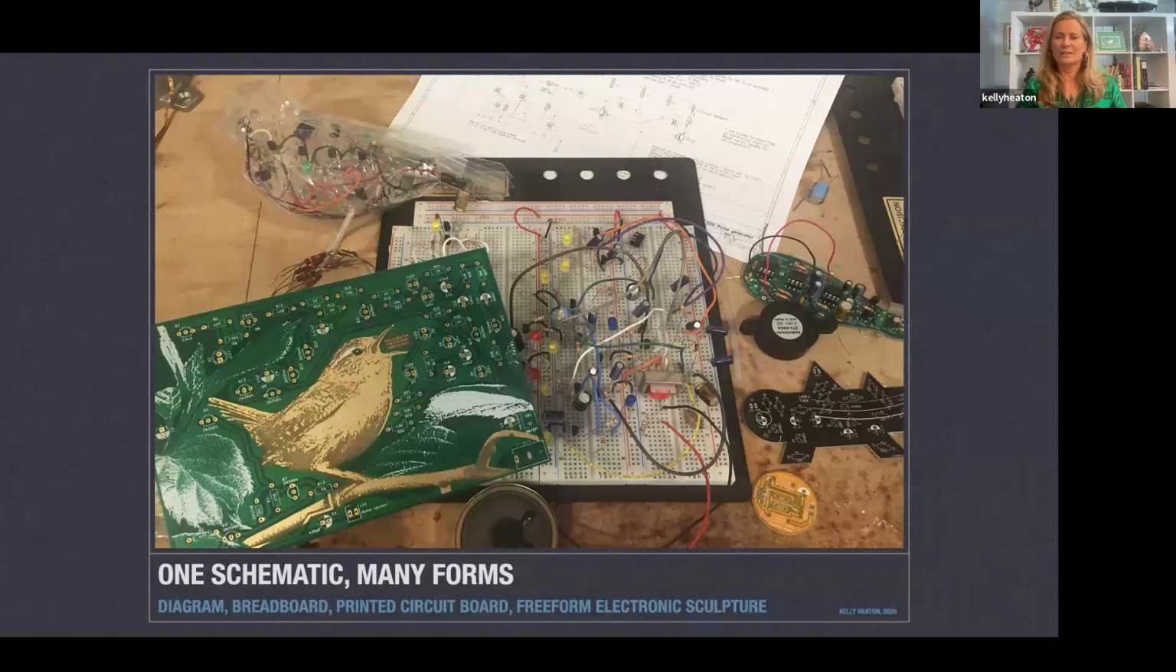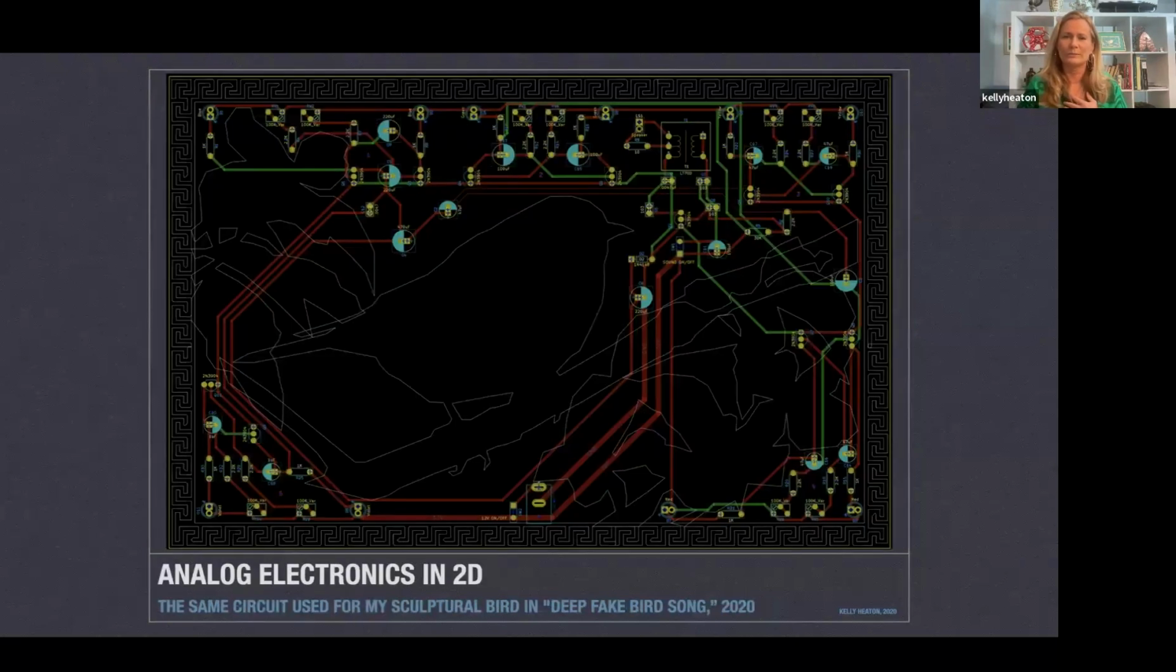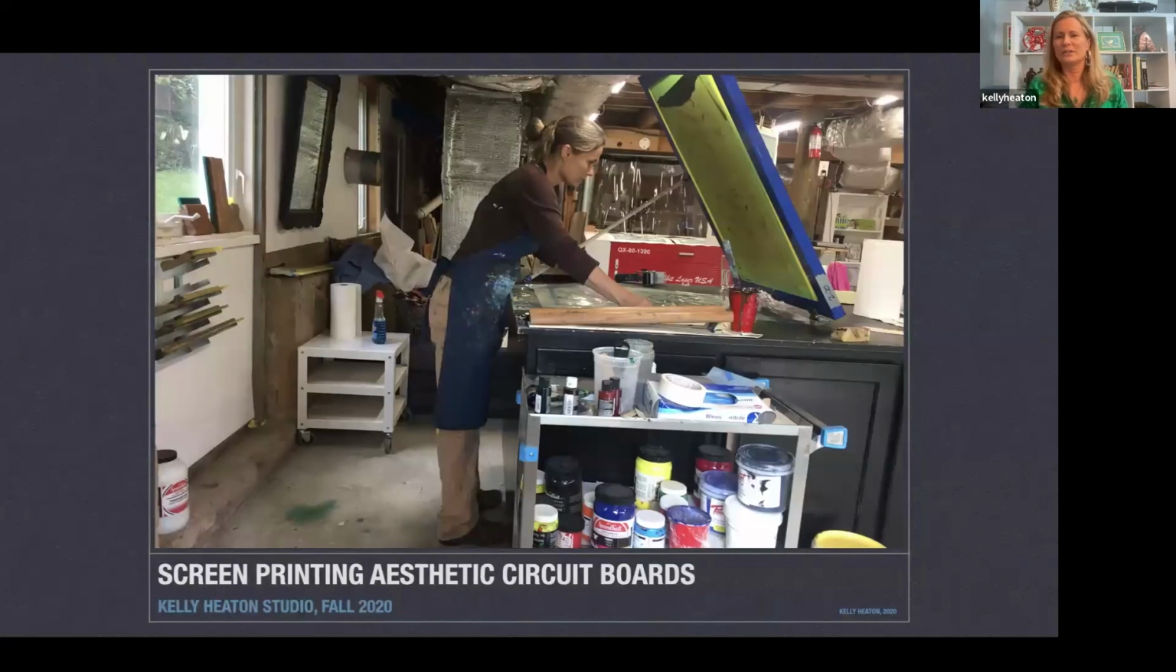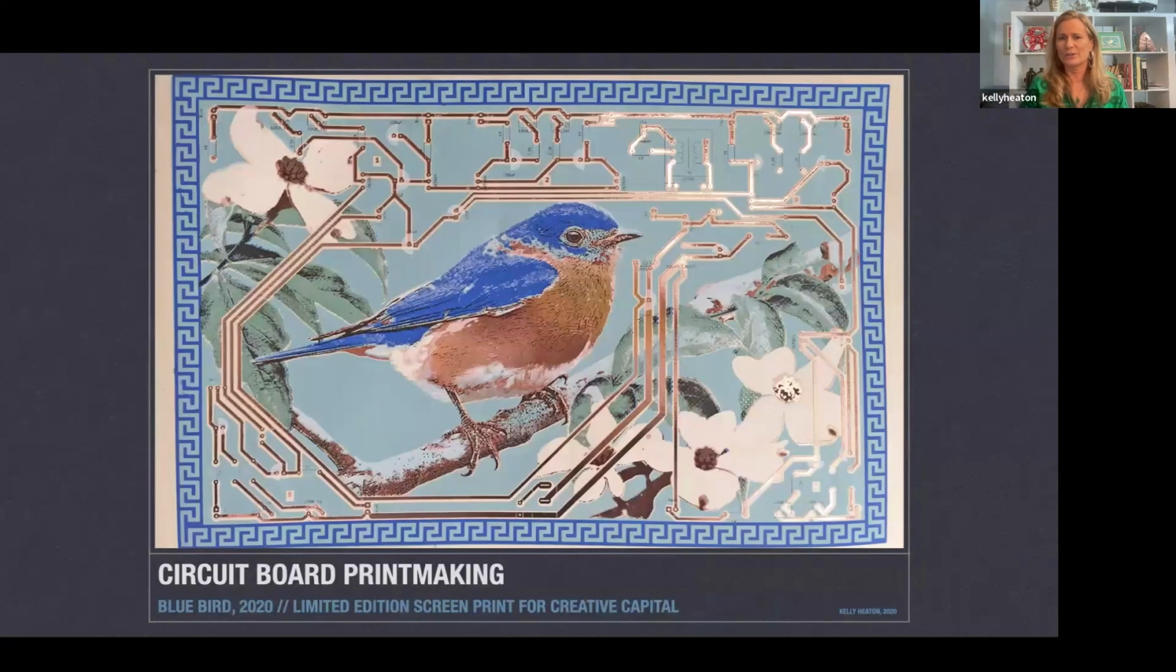But I love the idea that you can take one schematic for an electronic thing and move it through many different form factors, whether it's a printed circuit or a sculpture or like this raw form in a breadboard. The ability to use circuit boards as like a living printmaking medium is fascinating to me. And so I continue with my screen printing practice.